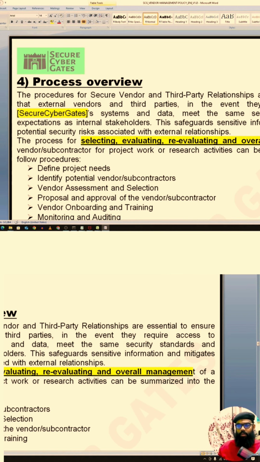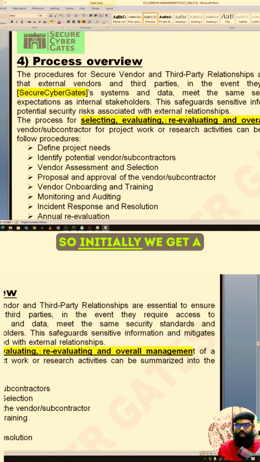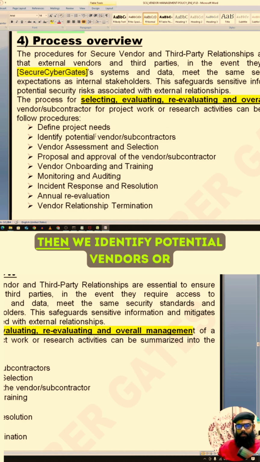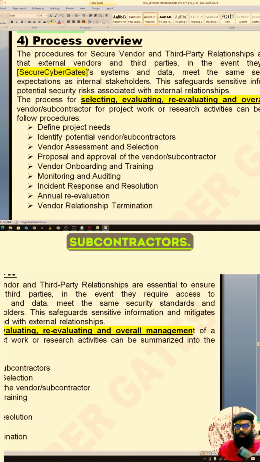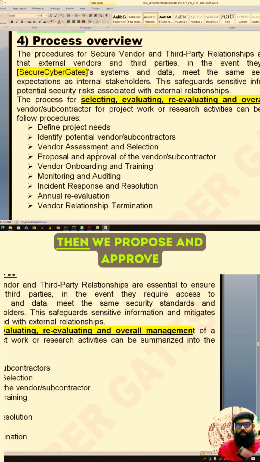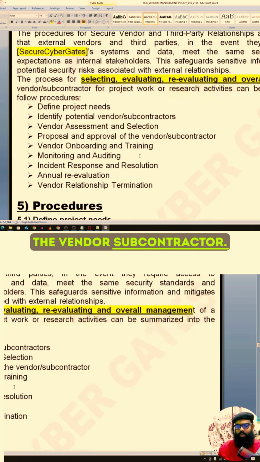So let's see the process. Initially we get project needs, why we need a vendor. This business need should be approved by management. Then we identify potential vendors or subcontractors. We do some kind of vendor assessment and selection. Then we propose and approve the vendor subcontractor.